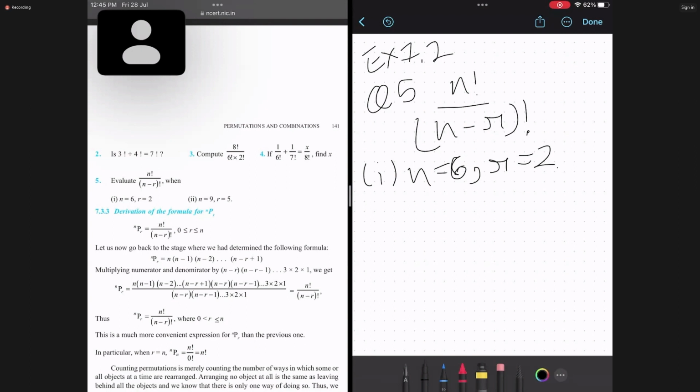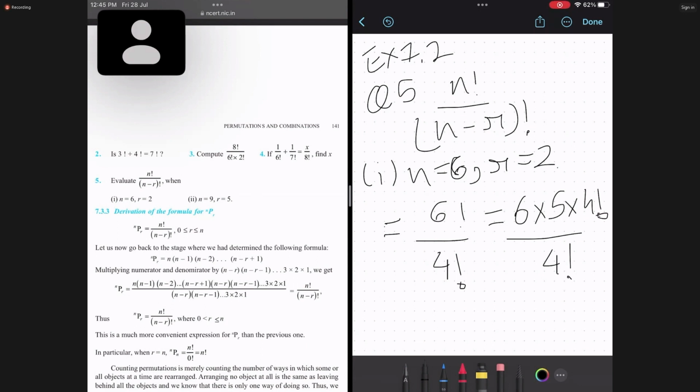So first part, just plug in the values of n equal to 6 and r equal to 2 in the above equation. What you're left with is 6 factorial upon 6 minus 2 is 4, and 4 factorial down here. 6 factorial could then be broken up into constituent components, which would result into something like this. And as you can see, now we can take 4 factorial out common from the numerator and denominator. Cancelling that out, what you're left with is 6 into 5, which is nothing but 30. That is the answer for the first part.